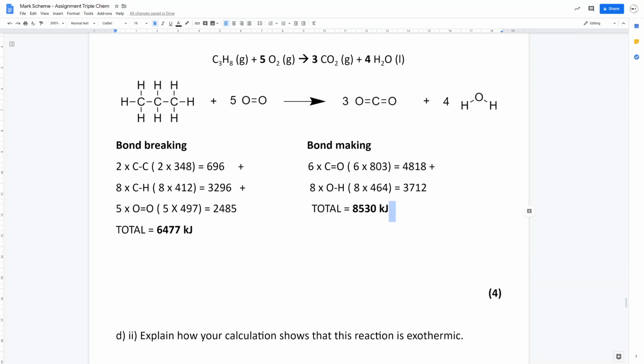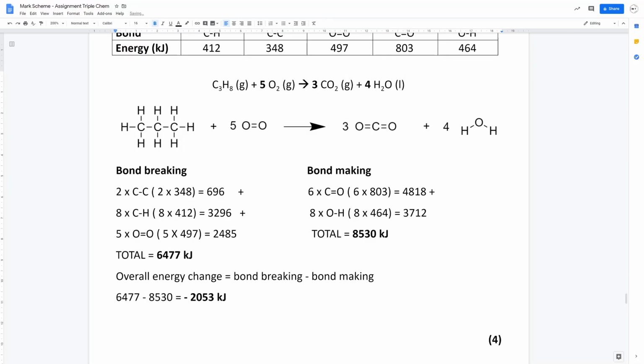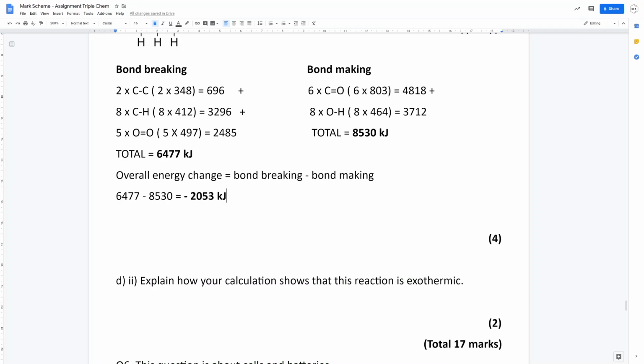Now all we've got to do to work out this overall energy change is do bond breaking minus bond making. I always call it left minus right, that's the way I remember it a little bit easier. So we're going to do overall energy change equals bond breaking minus bond making. So that is the same as doing 6,477 minus 8,530. So I'm going to get here minus, that's important, 2,053 kilojoules. Because that's a negative number, okay, it means energy's been released. It's the same as a downwards arrow on a reaction profile. So that's energy released.